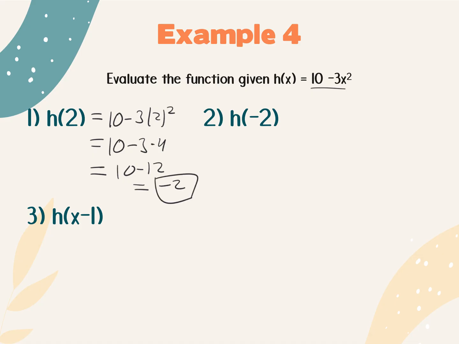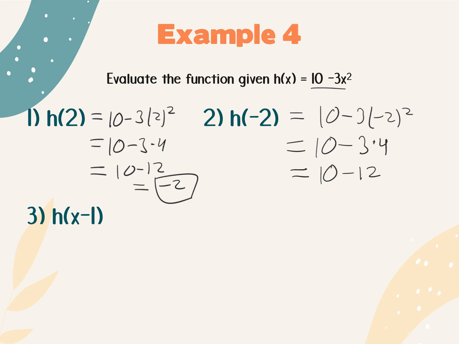And I can do the same thing with h of negative 2, right? This is going to be a 10 minus 3 times negative 2 squared. So 10 minus 3 times 4. So it's going to get you 10 minus 12, which is also negative 2.